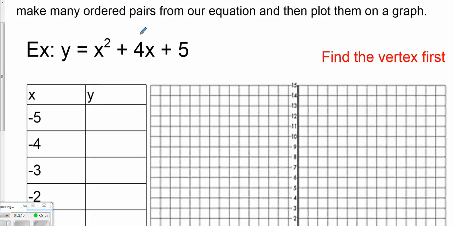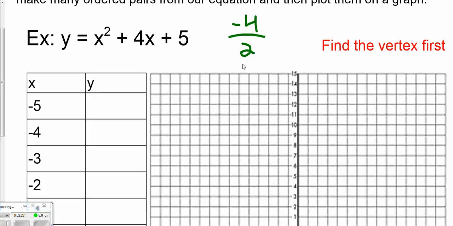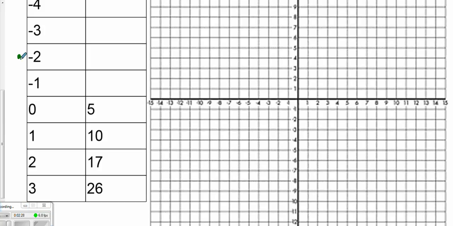So remember to find your vertex, negative b over 2a. Negative 4 over 2 times 1 is 2. Negative 4 over 2 is negative 2. This is the center. This is my vertex.